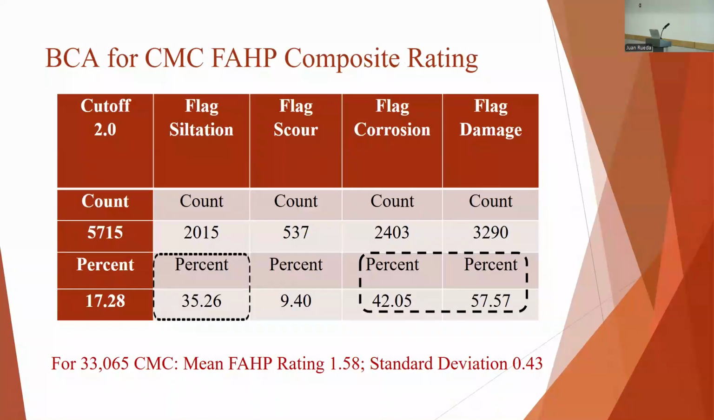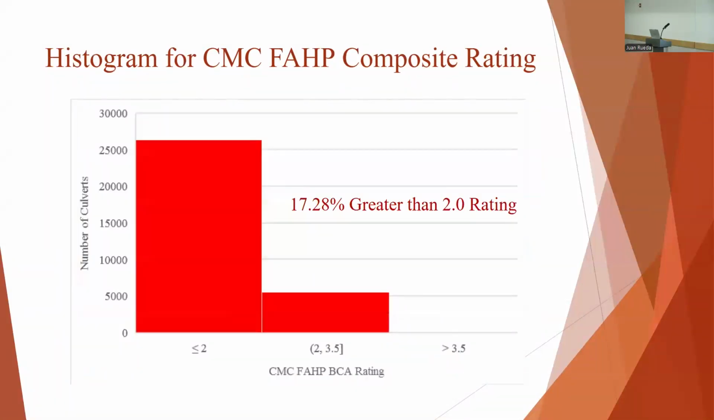And then if we look further into those 5,000 or so, we see that of the 5,000, 3,000 or so are damaged, 2,400 are corroded, and about 2,000 of those are silted in. Scour didn't turn out to be too much of a problem. That's just a histogram showing you the 17%.